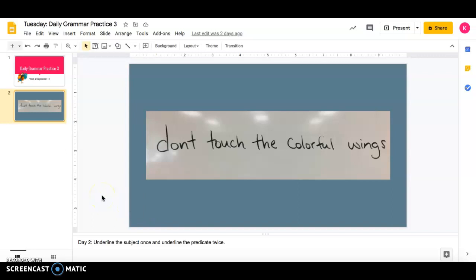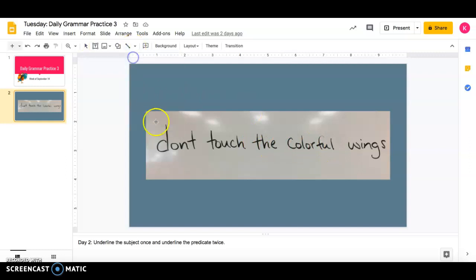Now, the subject is what this sentence is about, and we'll go back to the subject in just a minute because this one's really tricky, okay? But the predicate is the verb that the subject is acting, or in this case doing, since it's an action verb. So what is the subject doing in this sentence? They are not touching the colorful wings.